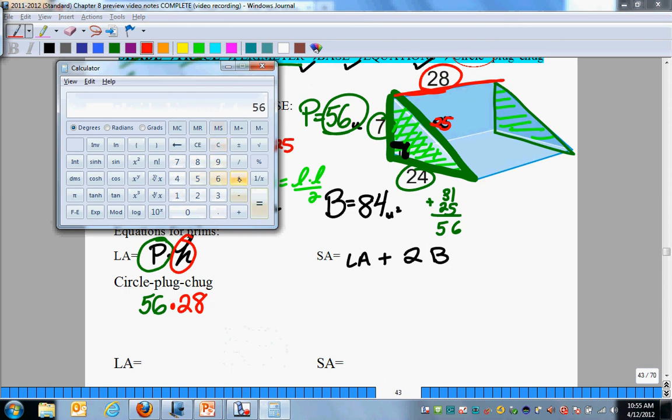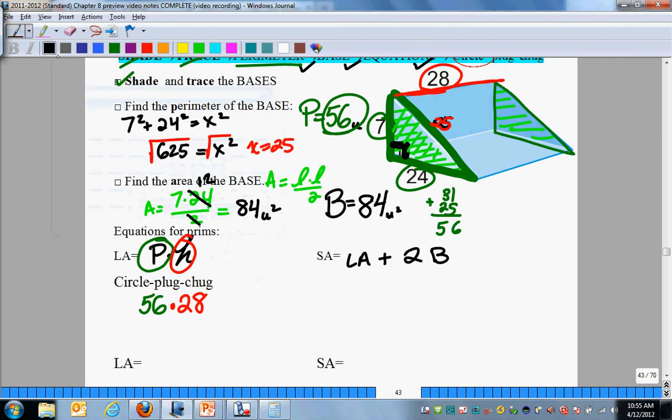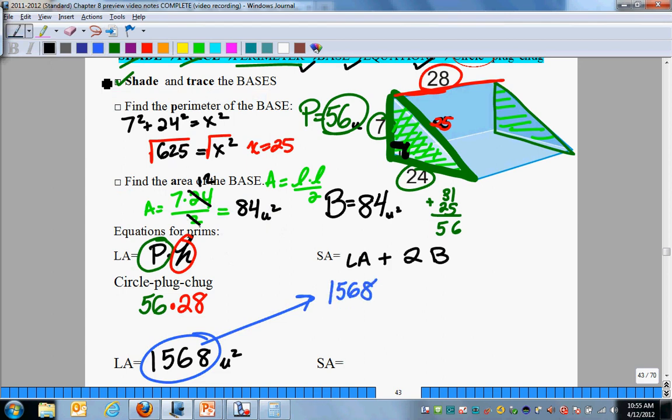So 56 times 28, 1,568. And that's lateral area, so it's units squared. Now, surface area. Surface area is whatever the lateral area is, plus the area of 2 bases.